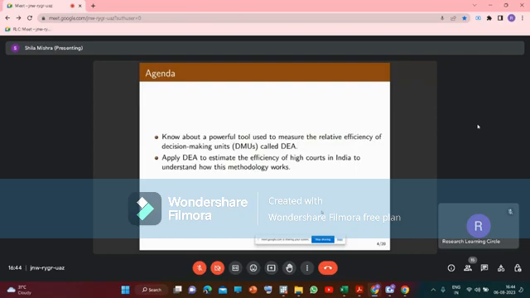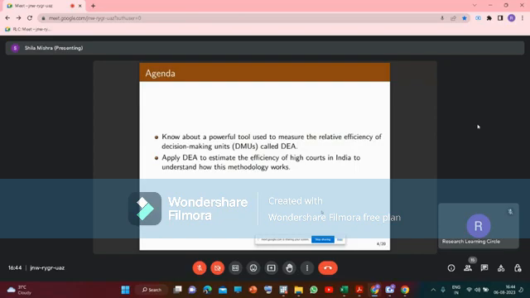With this background in mind, the agenda for today's talk is to understand a very powerful tool which is used vastly in economics, and which basically helps us in measuring the relative efficiency of decision making units.